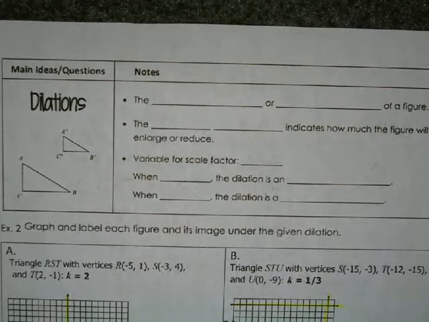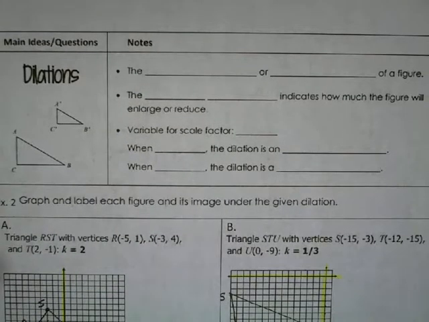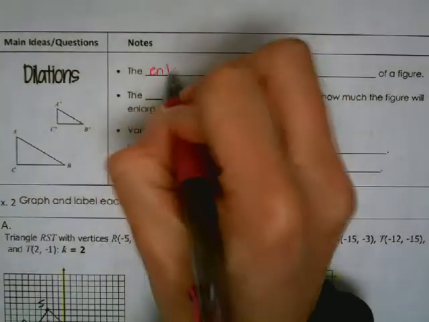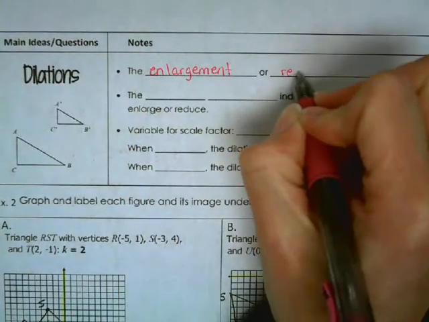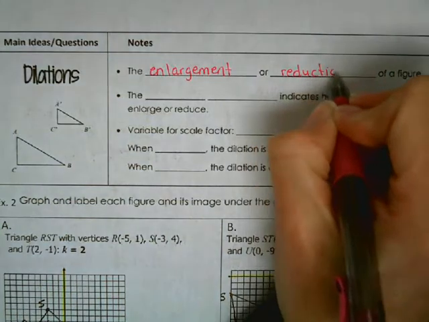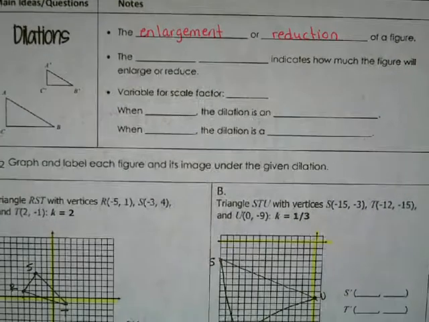You think about when you go to the eye doctor, they dilate your eyes, they make your pupils bigger so they can see and look at your eye better. So a dilation is going to be an enlargement or a reduction. A dilation getting bigger would be an enlargement. If you dilate something half the size, that would be getting smaller. So you can dilate something to a fraction of the size.